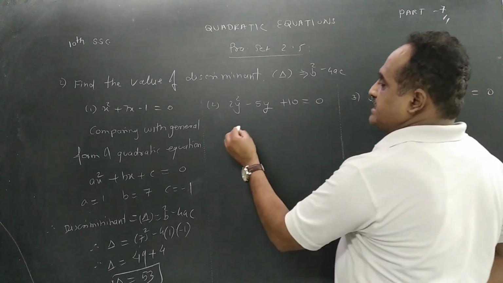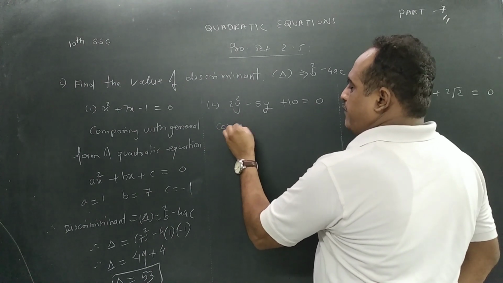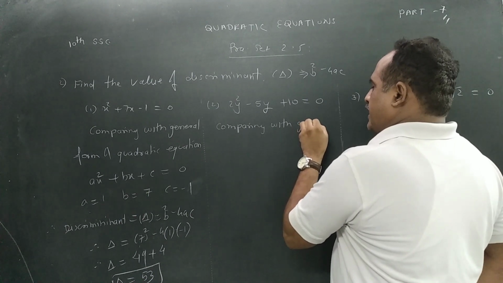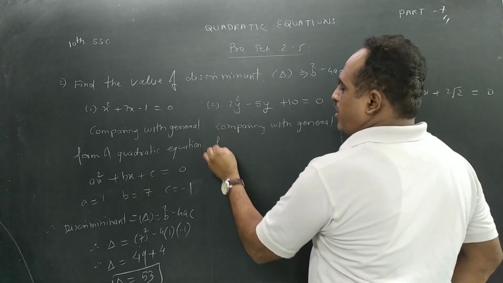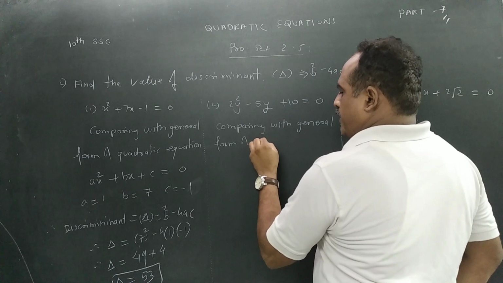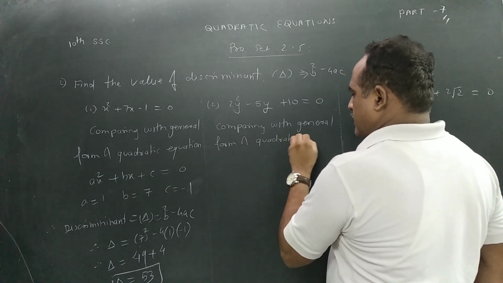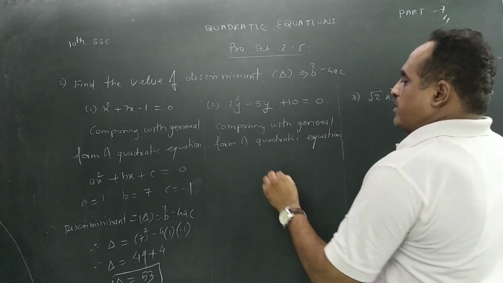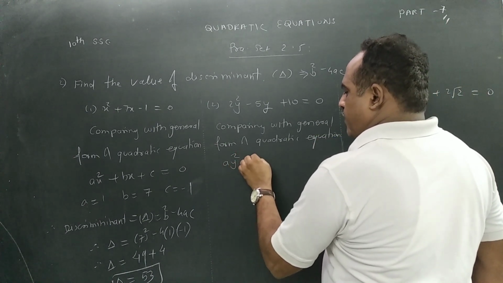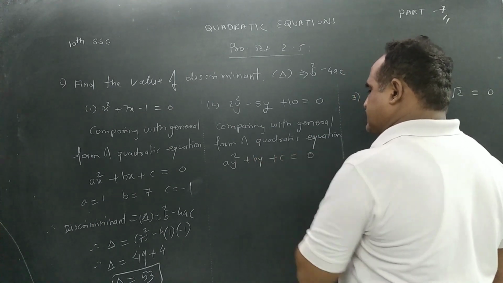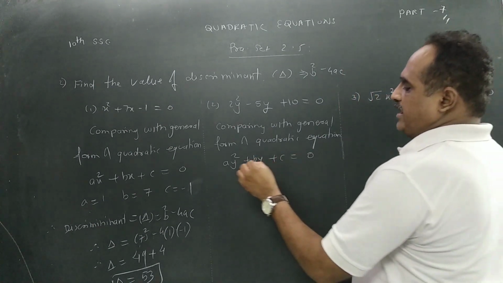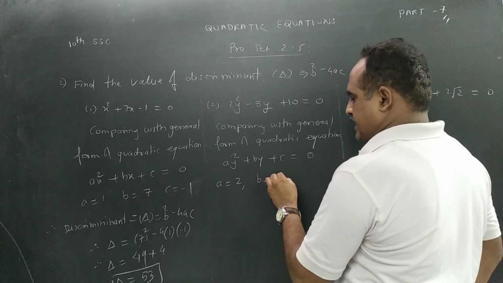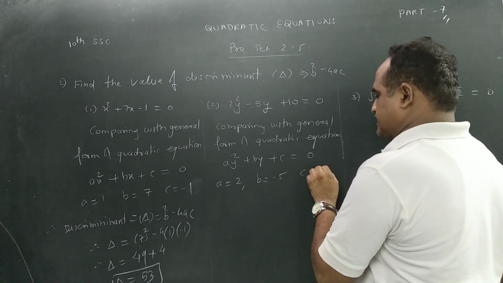Now here in case 2, what are you going to write? Comparing with the general form of the quadratic equation, ay² + by + c = 0, the value of a is 2, the value of b is -5 and c is 10.